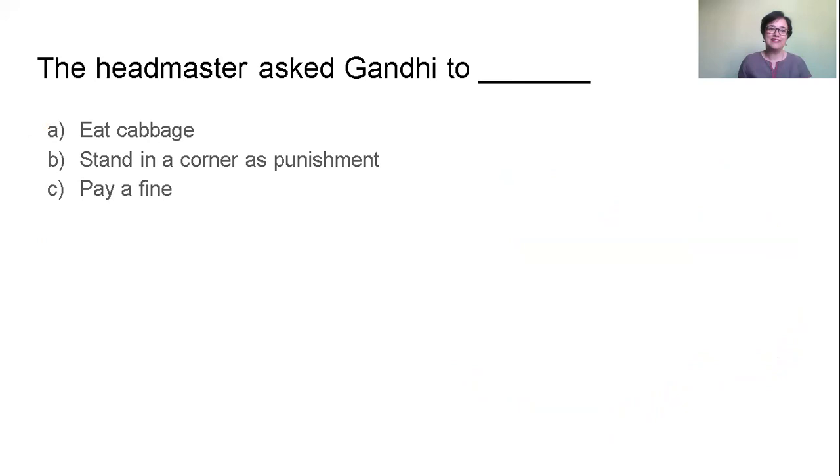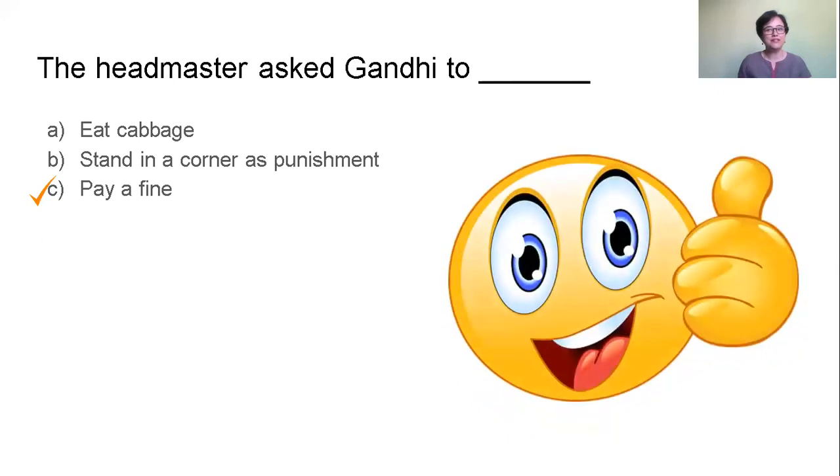Ready for the next? The headmaster asked Gandhi to eat cabbage. Wow, stand in a corner as punishment or pay a fine. Pay a fine is the right answer. And if you got it right, here's what you get.